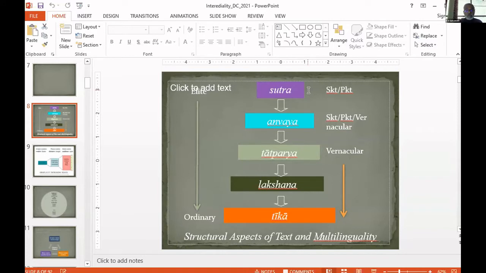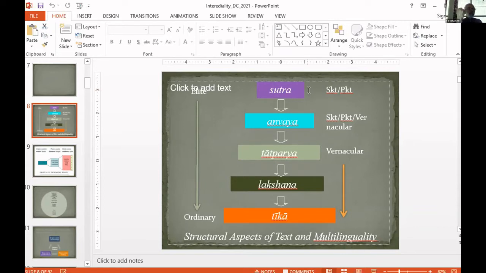And because it's a historical text, soon after the verse, there will be an anvaya. Anvaya means verbatim interpretation. You will notice that the anvaya could be in Sanskrit, Prakrit, or vernacular. In most of the cases, it will be in vernacular. So there is a vernacular lexicon coming here. The dictionary is already there. And then you have a tatparya, which is actually a summary of the sutra or the verse according to the anvaya. So there is a lexicon coming and there is a process of translation setting in here. You know, it provides a summary.